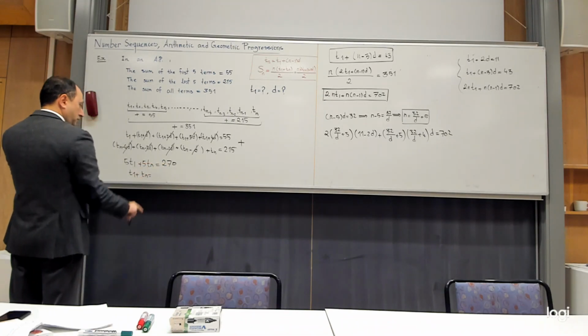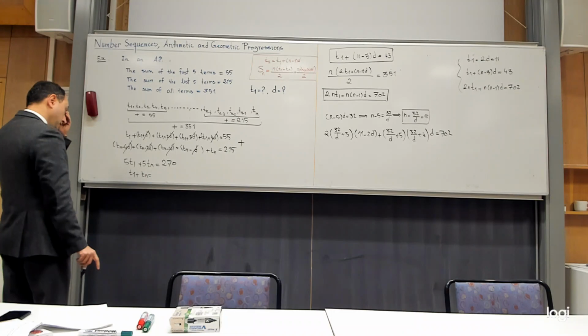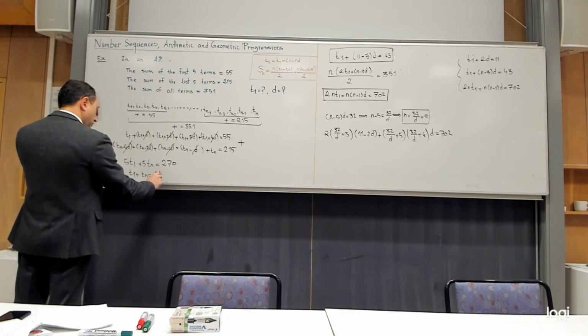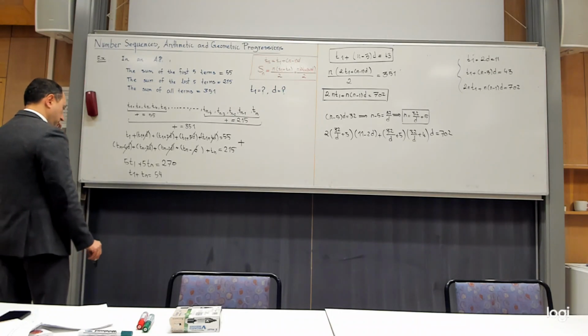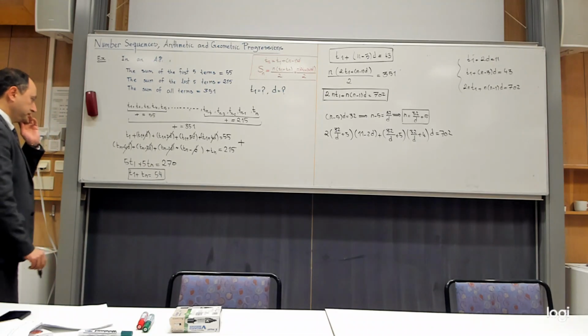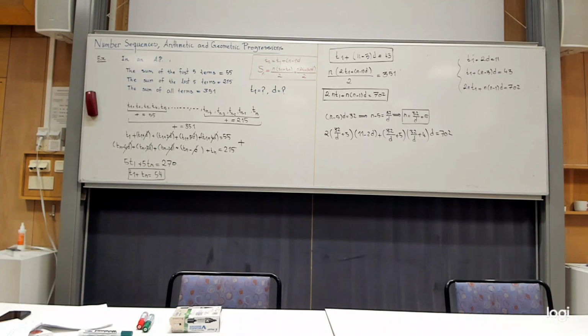270 divided by 5 is 54, yes? So this becomes 54. Yes, agree? So I have this one.